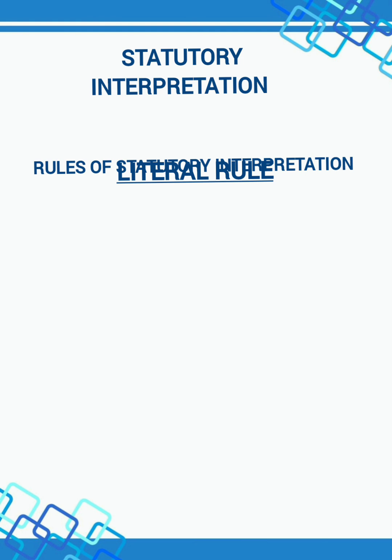The literal rule means that words of the statute should always be given their original natural meaning upon interpretation. So if you're reading a statute, you should read the provisions the way they are, if at all they are clear and unambiguous or plain, right? It's the general rule under statutory interpretation that where the words of a statute are plain, clear, or unambiguous, courts shall, upon statutory interpretation, give the literal meaning of the provision. So therefore, the literal rule takes first priority under statutory interpretation.